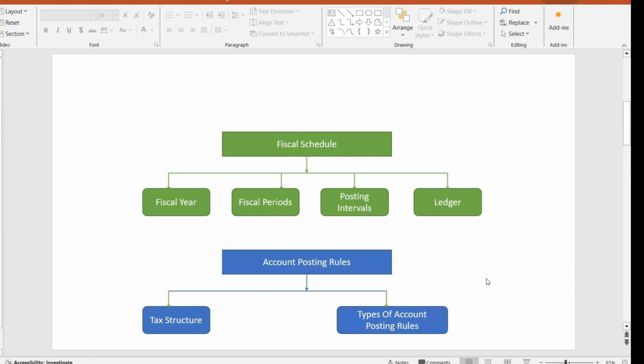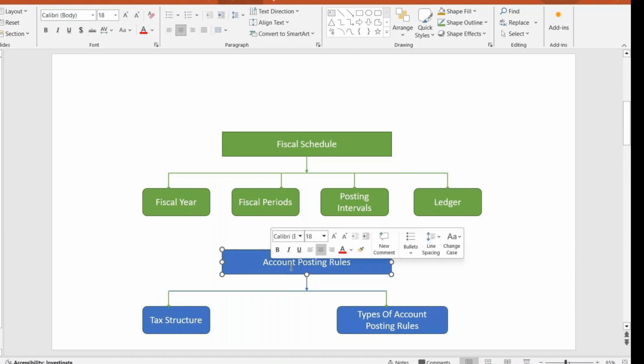account posting rules. See, here it is. In the account posting rules, we'll put the control account. For example, if we are doing cash transactions, a cash transaction should be limited to $100 only. If it is more than $100, then it should go for checks or direct deposit like that. So that controlling of the account set will be there in the account posting rules.